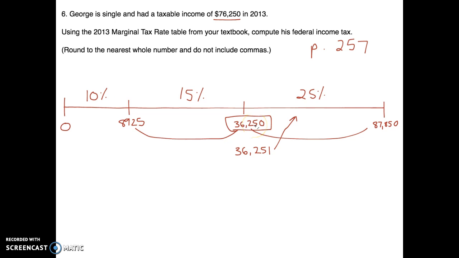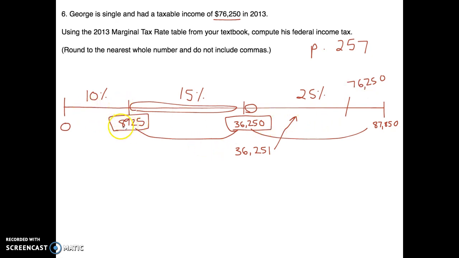So because of this, you would be paying 10% on your first $8,925, and then you'd pay 15% on all the amount that falls in here, and then you'd pay 25% of the amount that falls in this category. So in this case, we're looking at $76,250. So we need to calculate the tax.